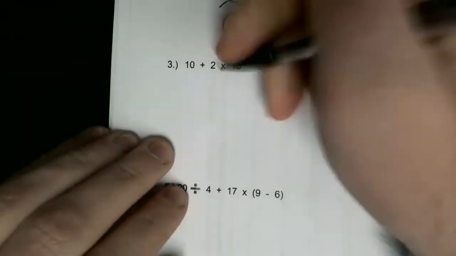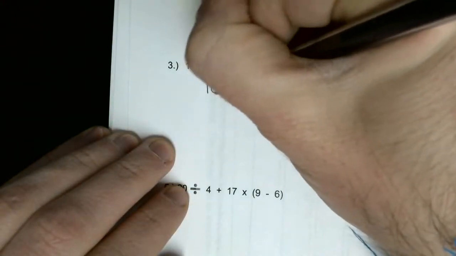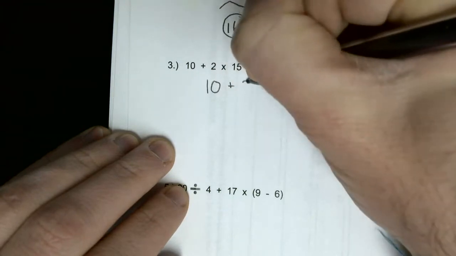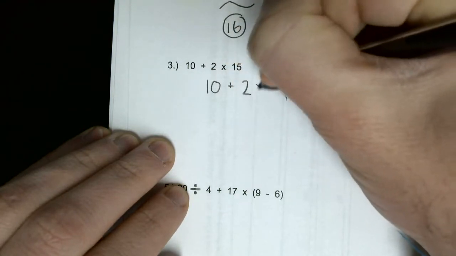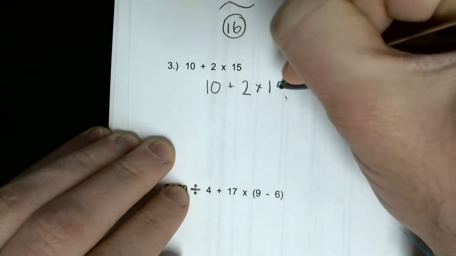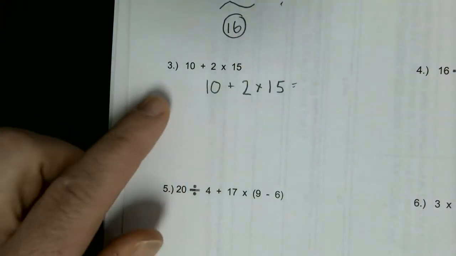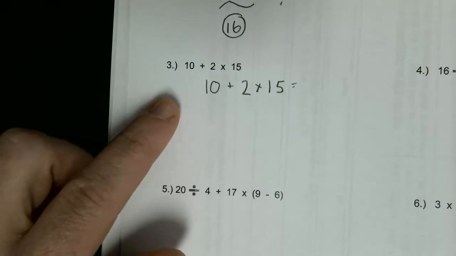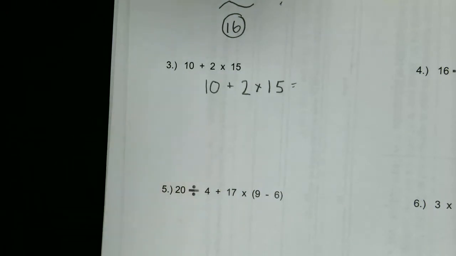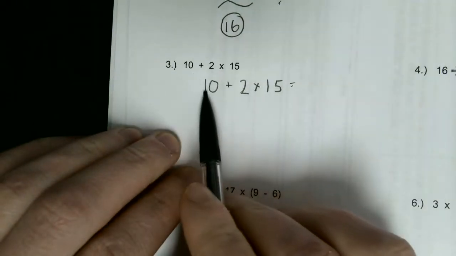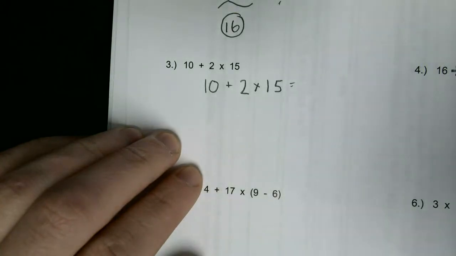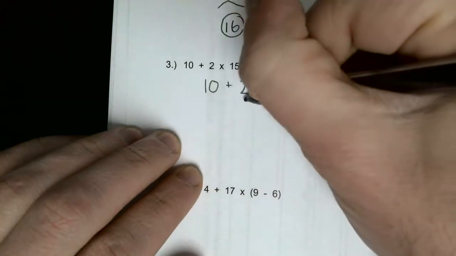Let's try number 3. If you want to try these on your own at some point, you can pause it, but you want to make sure to check to see what I got because we want to make sure to get the same answer. All right, parentheses. Nope. Powers and roots. Nope. Multiplication and division from left to right. Yes. We're looking left to right. First thing we see multiplication.